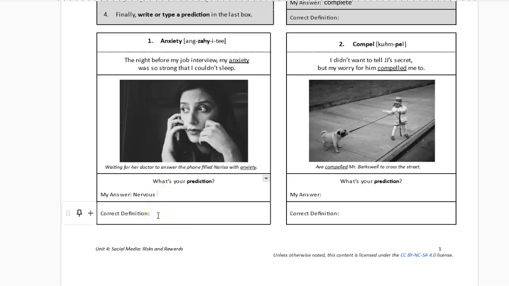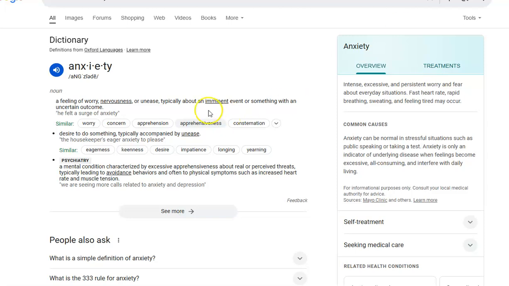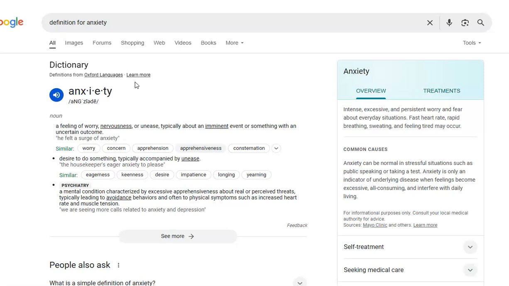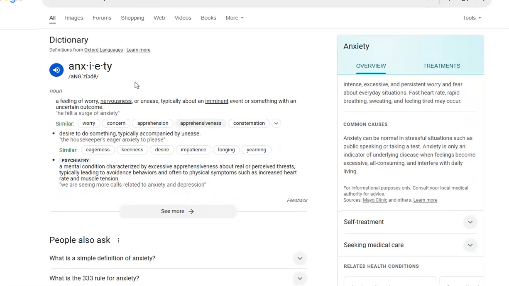Now when it's time to move on to the correct definition box, the easiest way to go about this is going to be to open up a new tab on your Chromebook and use our friend Trusty Google. And I've already done this. I typed in definition of anxiety on the Google search bar, and this is what it gave me. A feeling of worry, nervousness, ding, ding, ding, that's what we came up with, or unease, typically about an imminent event or something with an uncertain outcome.